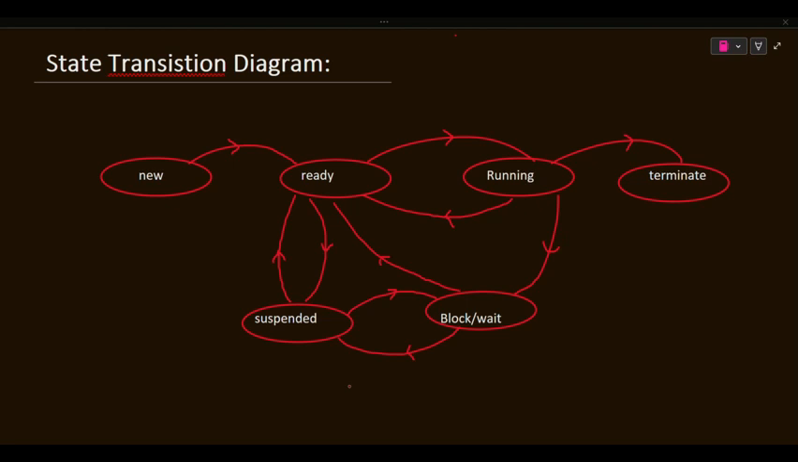In this video, we are going to learn about the state transition diagram, and we're going to learn some important terminologies and concepts which are useful to understand the CPU scheduling algorithms.